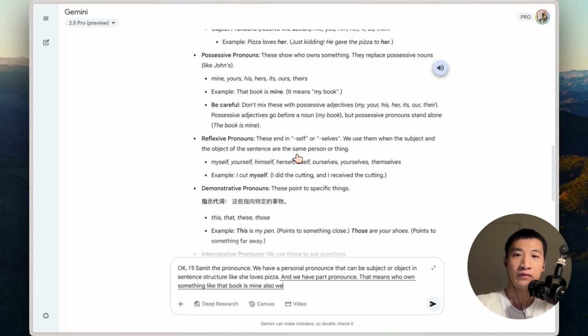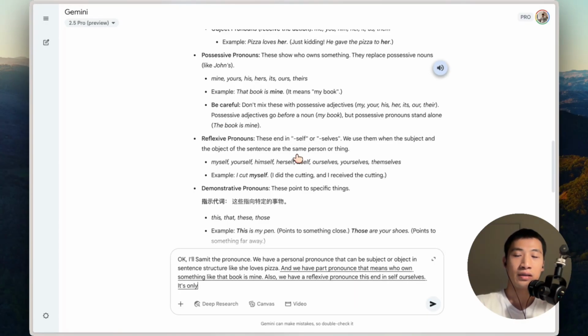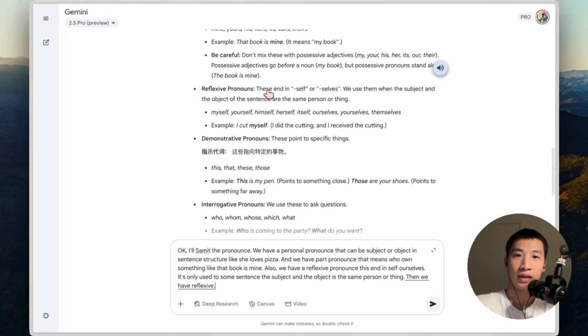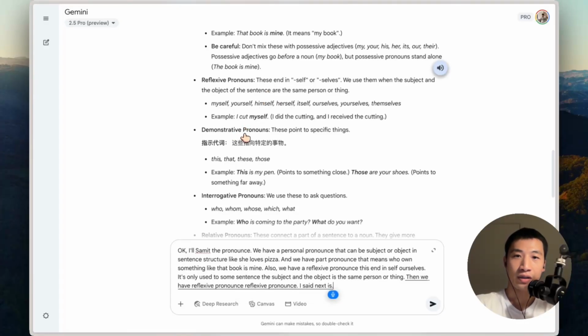Also, we have reflexive pronouns. These end in self or selves. It's only used in a sentence where the subject and the object are the same person or thing. Reflexive pronouns, I said. Next is demonstrative pronouns.